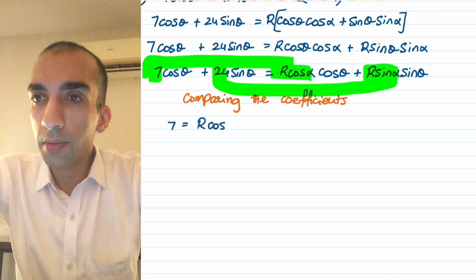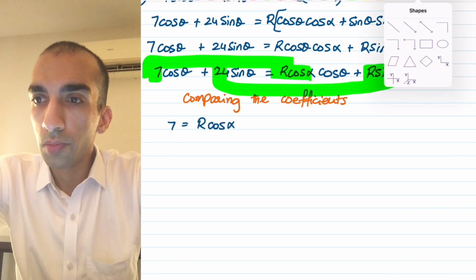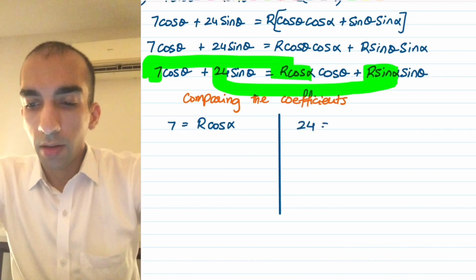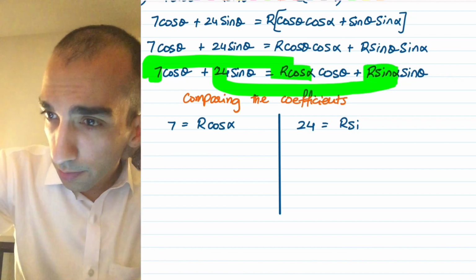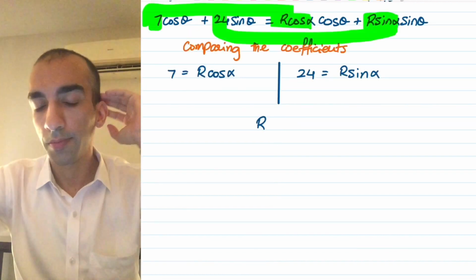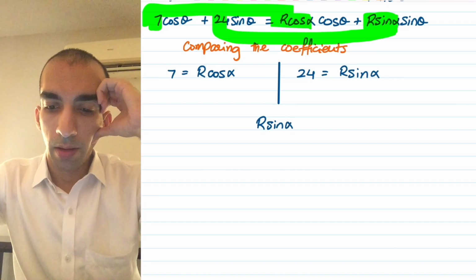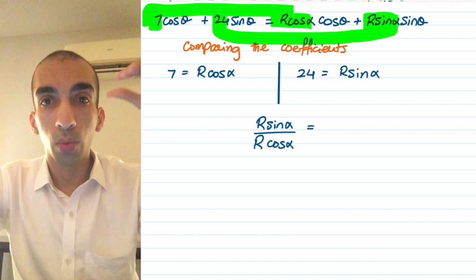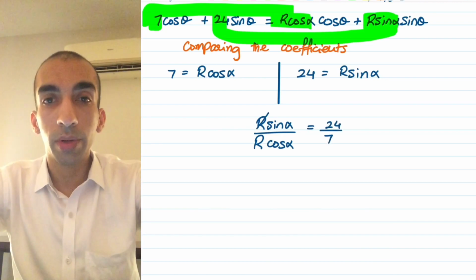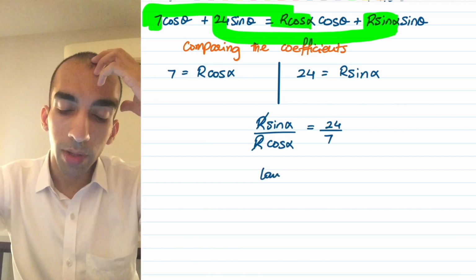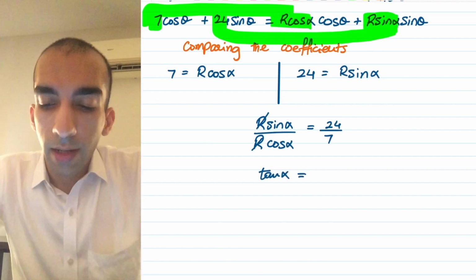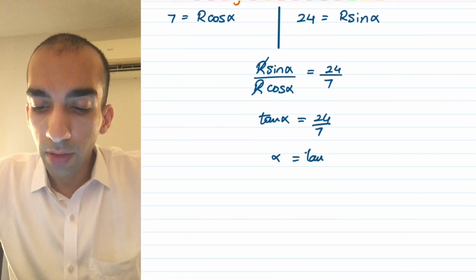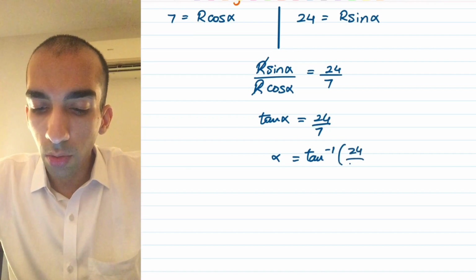7 is equal to r cos alpha. And what do we have over here? R sin alpha is equal to 24. Dividing, r sin alpha over r cos alpha is equal to 24 over 7. Why are we doing that? Because sin alpha over cos alpha will turn into tan alpha, and r will get cut out. So we divided sin by cos, and therefore we had to divide 24 by 7 as well. Now alpha is equal to tan inverse of 24 over 7, and that will give us the value of alpha.